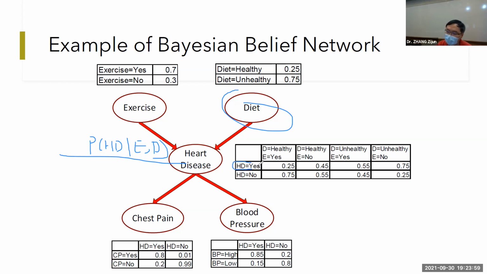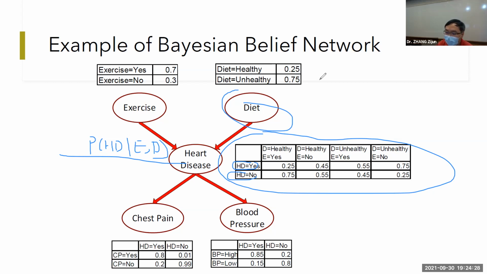So if HD equal to yes, there will be 4 criteria because there are 2 conditions: healthy yes, healthy no, unhealthy yes, and unhealthy no. And for HD equal to no, the same thing, 4 categories. So here we need to have a table like this. Is that clear to you?